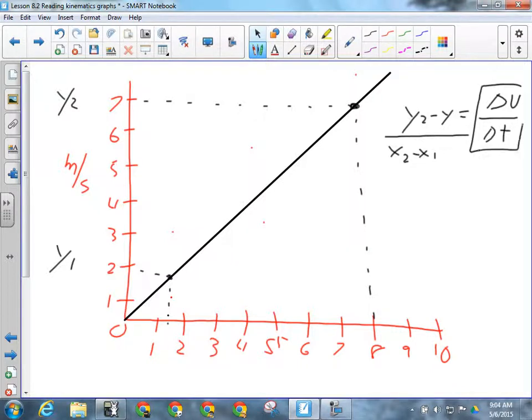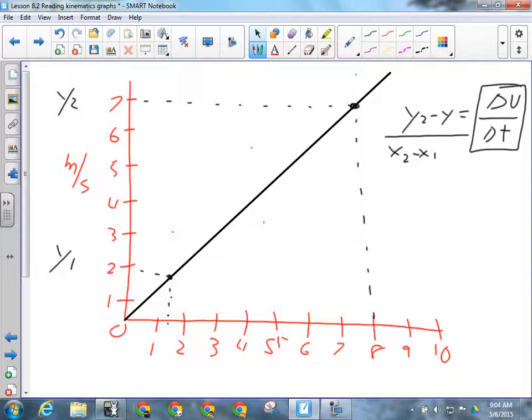Okay, look on your formula sheet. Do you have a formula that looks like that? That is the delta V over delta T? Yeah, you do. What does it say it calculates? Nope. No, that's delta D. Oh, right here. Average acceleration. Okay, this is the formula for average acceleration on your formula sheet. It's about halfway down.